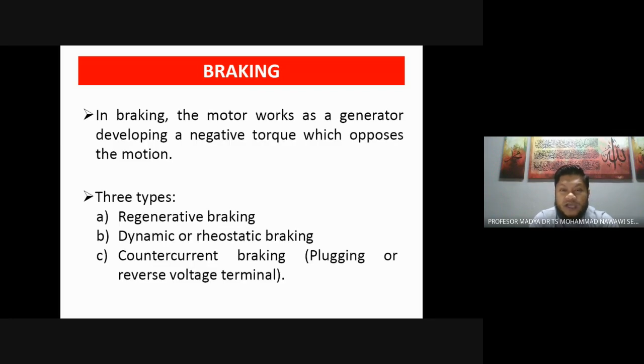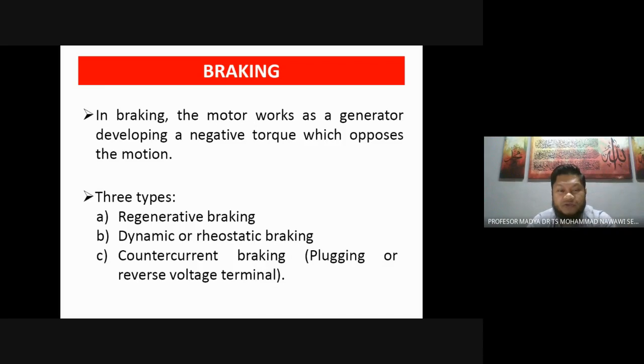In braking, the motor works as a generator, developing a negative torque which opposes the motion. Simple, eh? Which means if the motion is going down the hill, you need to apply a negative torque that pushes it uphill, in the direction opposite to the downhill. So it has to be uphill, isn't it?